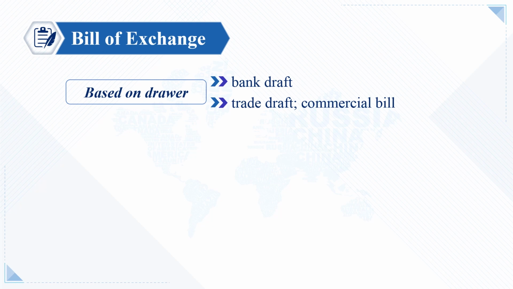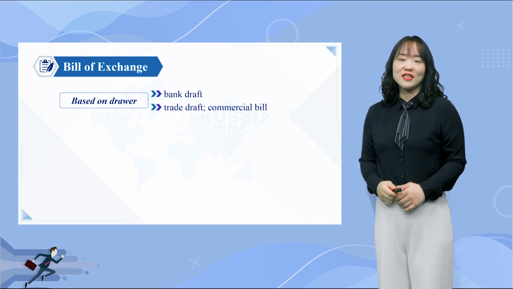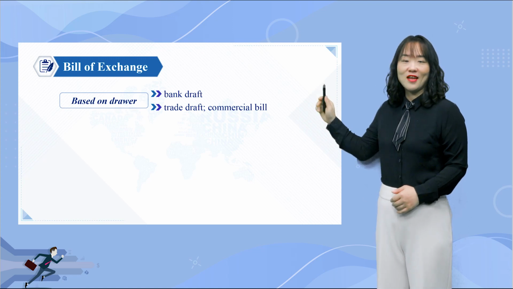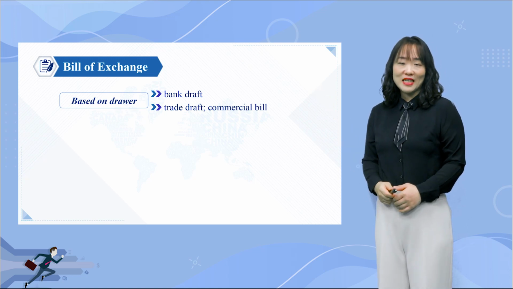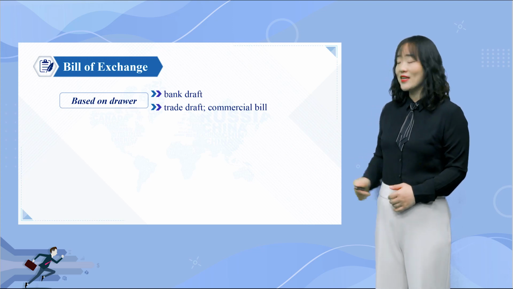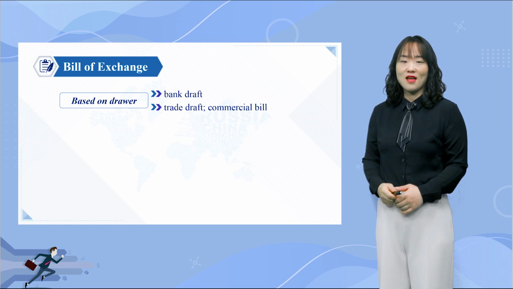Bills of exchange can be classified based on the drawer. If a bill of exchange is issued by a bank, it can be referred to as a bank draft. The issuing bank guarantees payment on the transaction. If bills of exchange are issued by individuals, they can be referred to as trade drafts or commercial drafts.